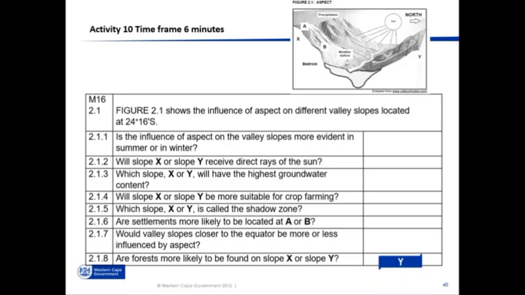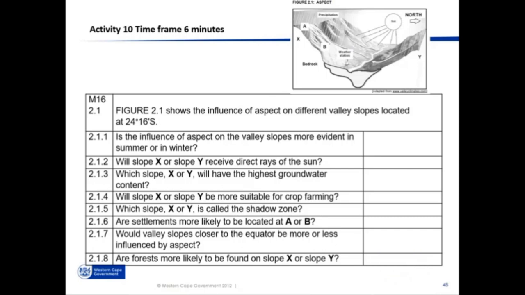Okay, let me come back to 2.14. Crops need lots of sunlight. Crops grow at their best if you give them lots of water and lots of sunlight. Let's look at tomatoes. Tomatoes need sunlight so that we can have those beautiful red colors. If you look at 2.18, are forests more likely to be found on slope X or slope Y? We will find it at Y, because less evaporation will happen there, so there will be lots of moisture in the soil, so the groundwater will be higher at Y, and that is why we have forest. That is the difference between the two.